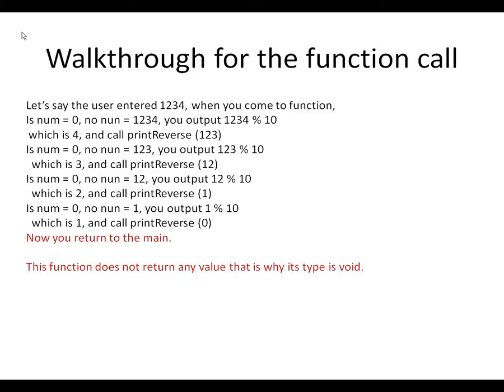Notice the function does not return any value. That is why the type is void. You just keep printing one digit at a time from left to right of the print position. And that is the end.